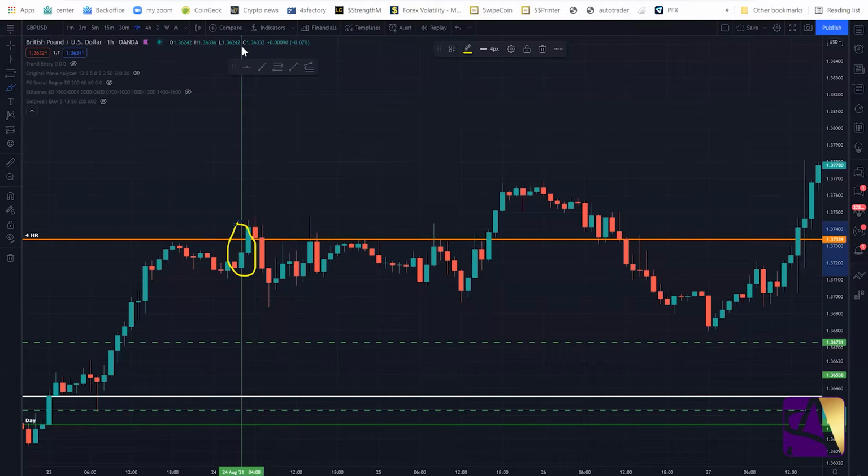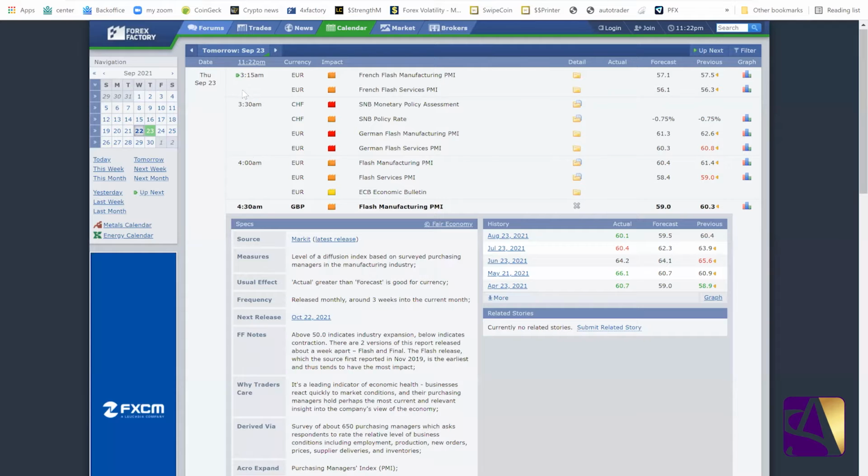All right, boom. So this is how we trade the news. We go to forexfactory.com, of course. Then you're going to look for orange folders, red folders generally. We had an orange folder, flash manufacturing news, flash manufacturing PMI. Actual greater than forecast is good for currency.